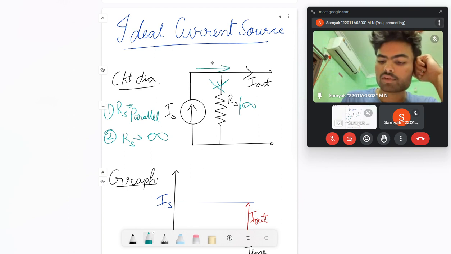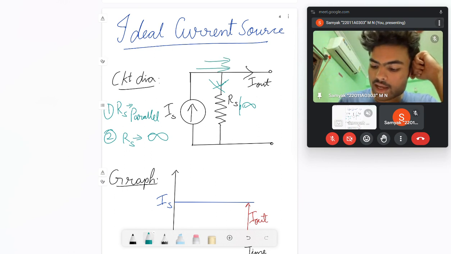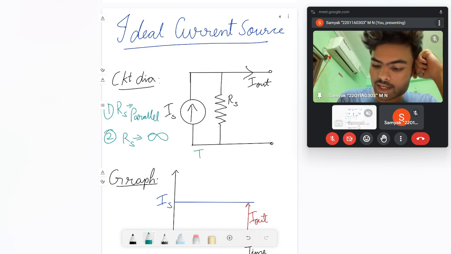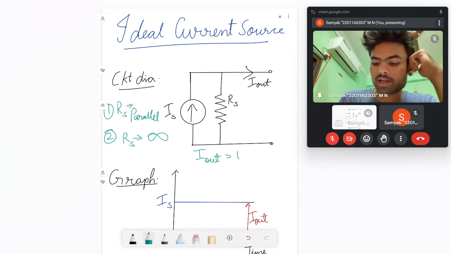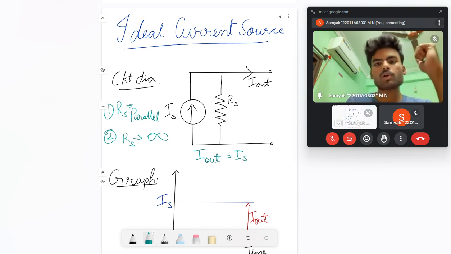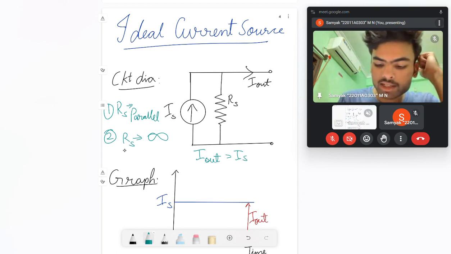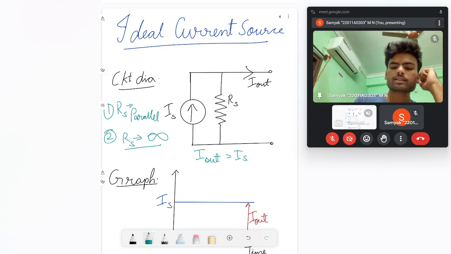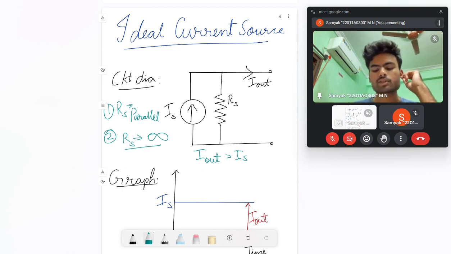Because if the resistance provided here is infinite, then there won't be any current flowing in this direction, and all the current will flow in this direction, and hence the I out or the output current that we get will be equal to the input or the source current. I out will be equal to Is when Rs is infinity. That is the case of an ideal current source.